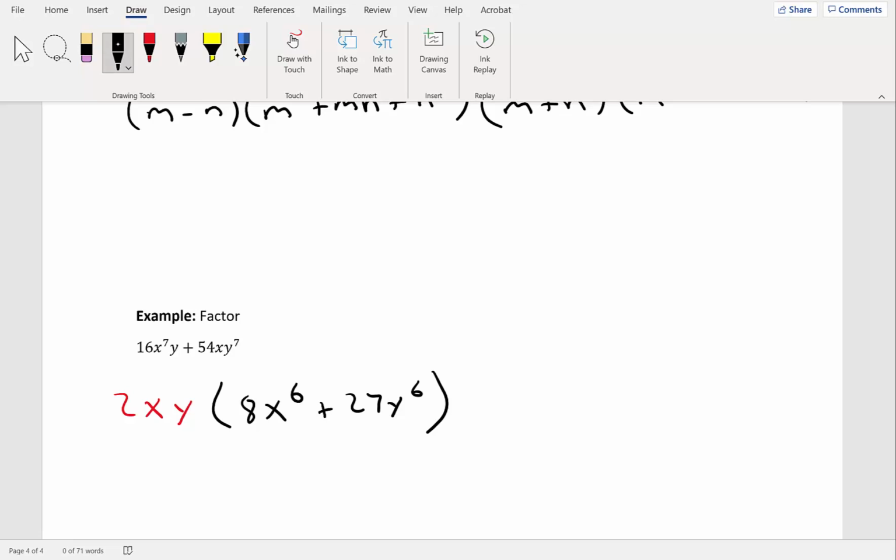Now, inside of our parentheses, there's a plus that separates the two terms. Check to see if you could rewrite this as a sum of two cubes. Now, my first term, this 8x to the 6th, I can rewrite this as 2x to the 2nd raised to the 3rd. And then my next term, I can rewrite this as 3y to the 2nd raised to the 3rd. So I rewrote it in the form of a sum of two cubes.